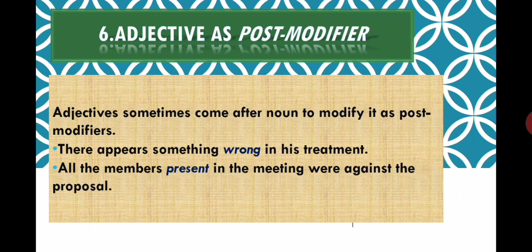Next, all the members present in the meeting were against the proposal. In this sentence, the word present is an adjective. It comes after the noun members and adds more information about the word members. So, the word present is a post modifier. Though it is an adjective, it is a post modifier also.